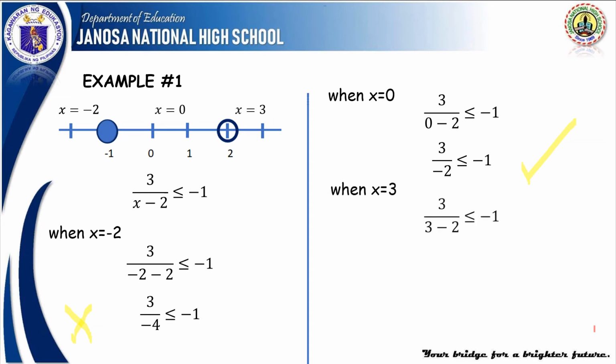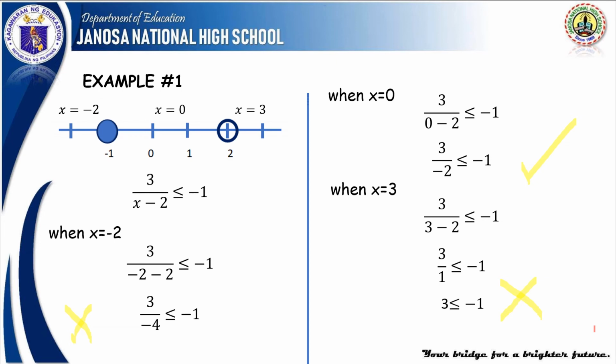So what we will try next is x is equal to 3. So 3 over 3 minus 2 is less than or equal to negative 1. By simplifying, we will have 3 over 1 is less than or equal to negative 1. And that is 3 is less than or equal to negative 1. And 3 will never be less than negative 1. So this is false or not included in the solution.